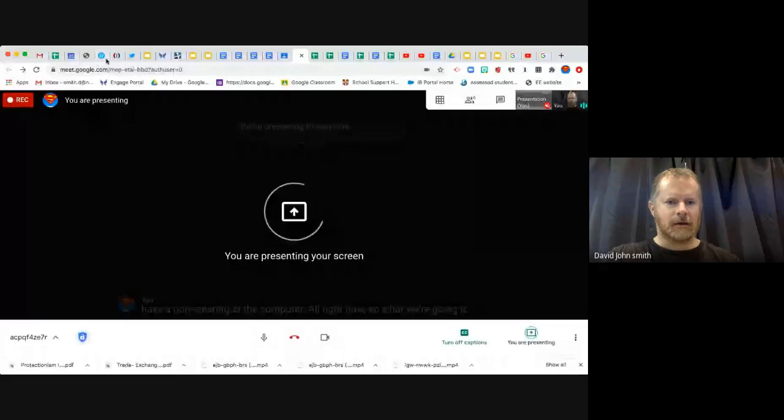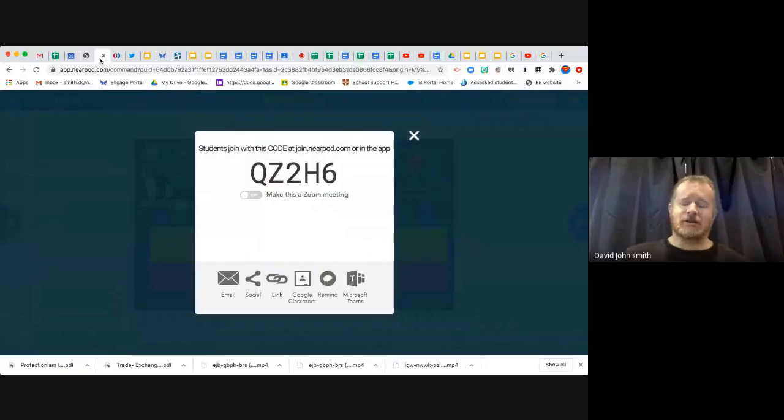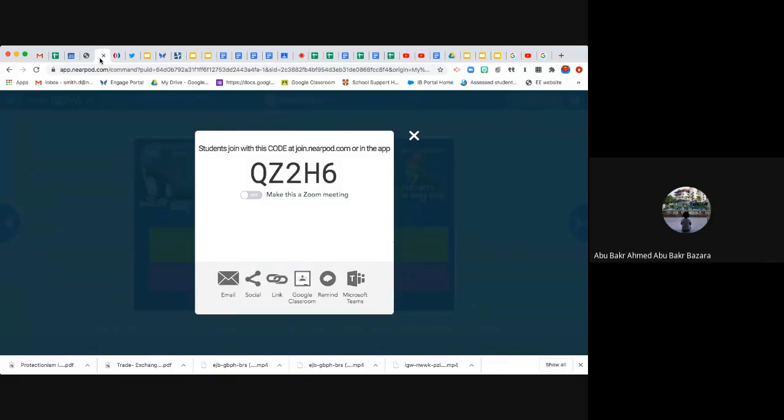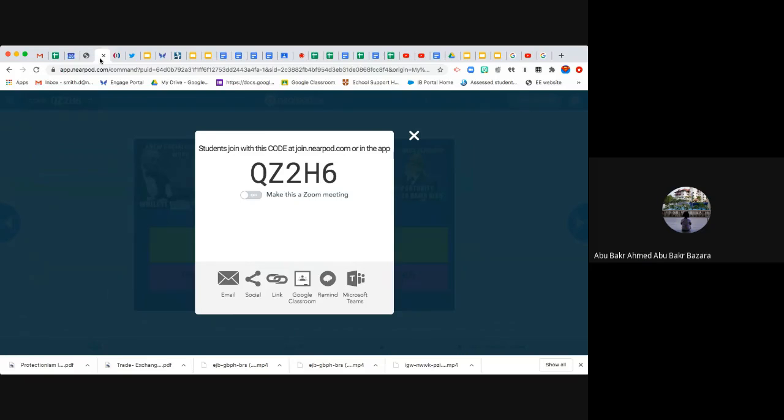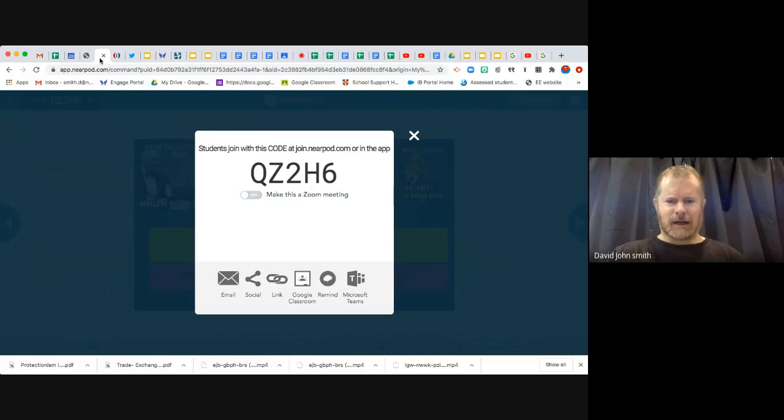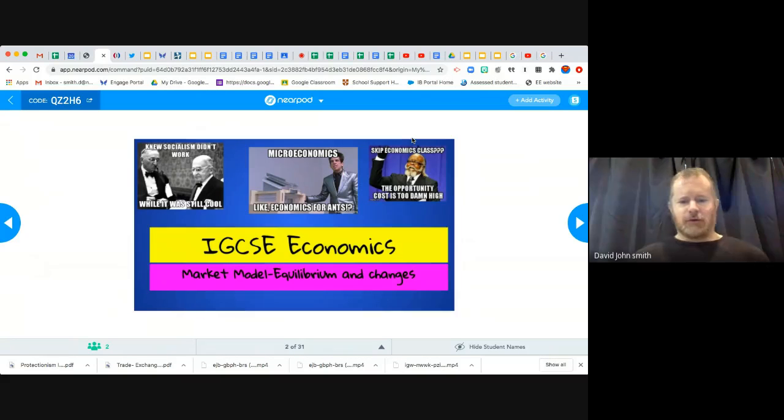So if I hit the present button and go to window, I'll jump there and jump to here. Now, this is your Nearpod code, QZH6. That should be the same one, yes? All right, I think I posted it to the classroom as well. So if you wouldn't mind jumping into that, that would be awesome. And as we go through, there are going to be questions. There are going to be things I'm going to be asking. So please make sure that you're ready for that.